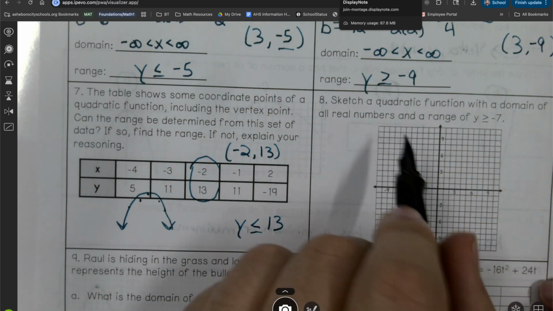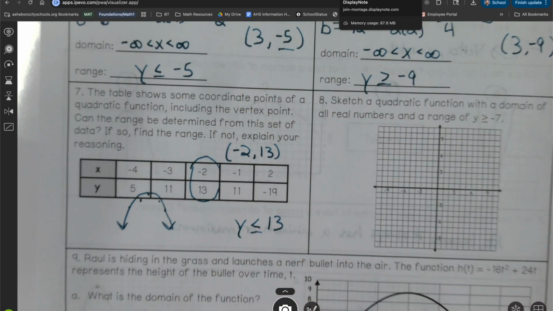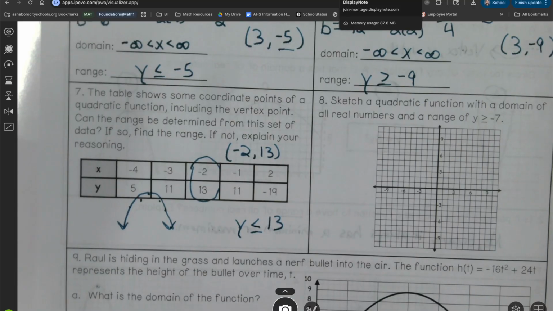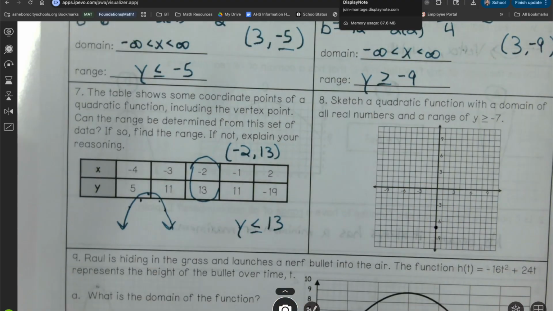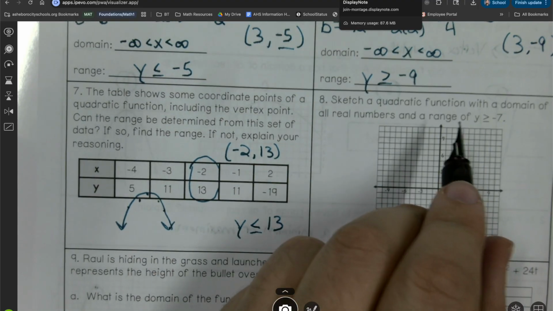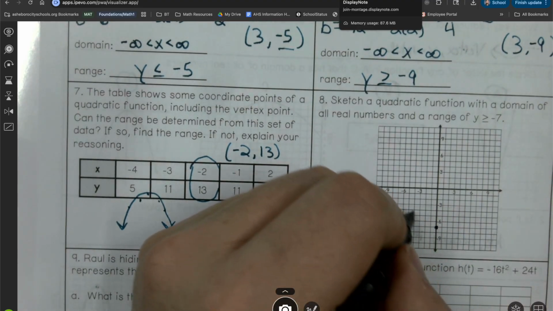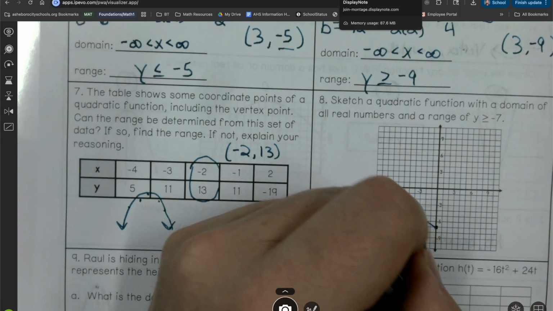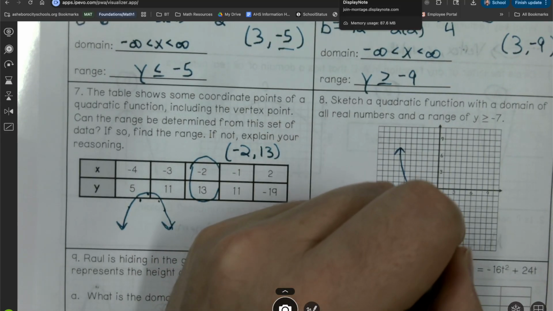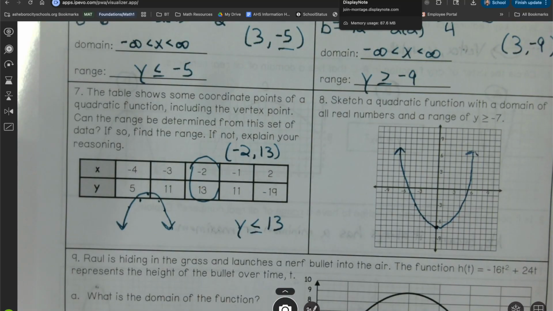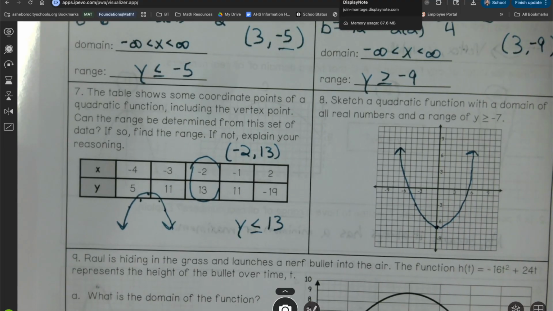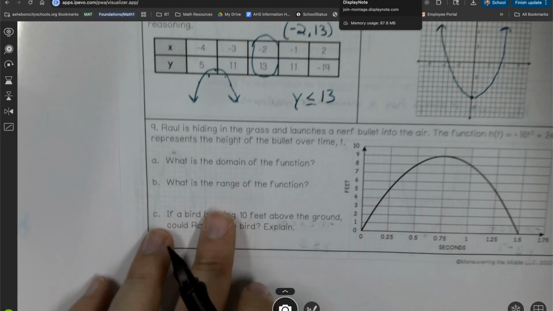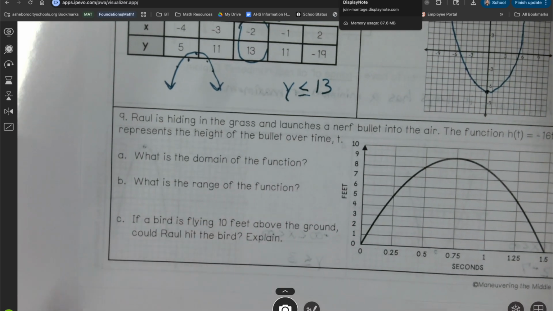So y has to be less than or equal to 13. Now, a quadratic function that has a domain of all real numbers and a range of y greater than or equal to -7. So we're going to find -7, which is right here. Well, if they have to be greater than -7, it has to be all y values up here. So we can just sketch something like that. Now, nothing's below -7. Everything is above -7.